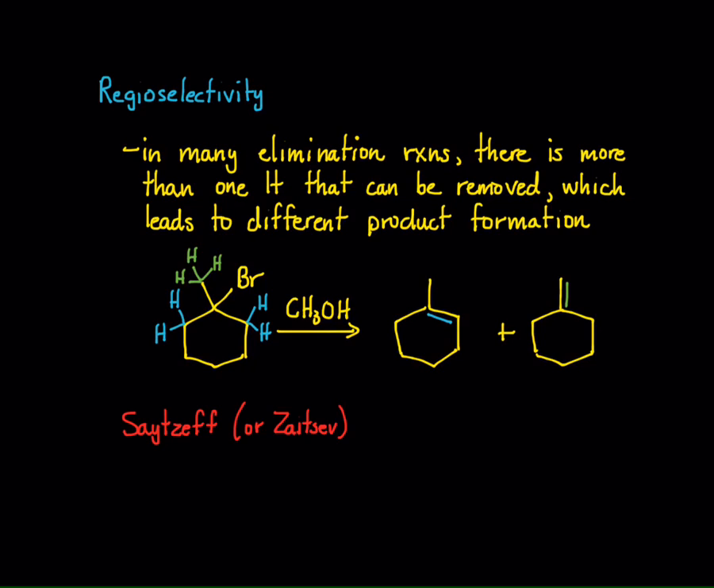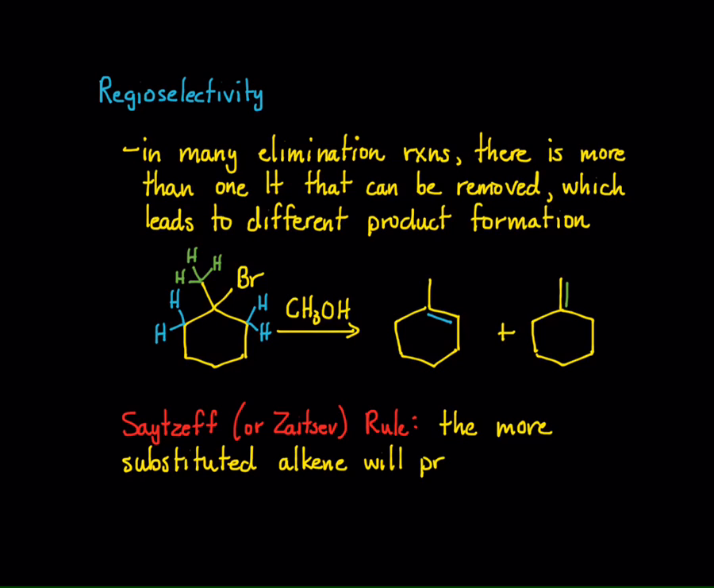So in some textbooks, you'll see it spelled one way; in Jones, you see it spelled with the S. In other textbooks, you see it spelled with the Z. So Zaitsev's rule states that the more substituted alkene will predominate. Why? Because it is more stable. So the more stable alkene is going to predominate.